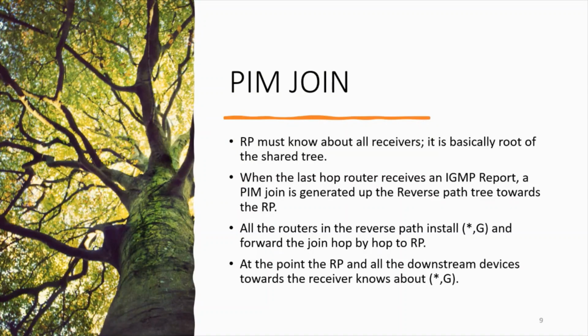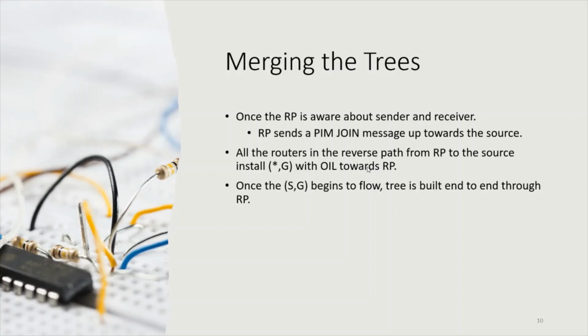Once the RP is aware of the sender and the receiver with the help of the PIM register message and the PIM join messages, the RP will send a PIM join message towards the source, or the sender. After that, all the routers in the reverse path from the RP towards the source install a star comma G entry in the routing table with the outgoing interface list towards the RP. And once the S comma G traffic begins to flow, the tree is built end to end through the RP.